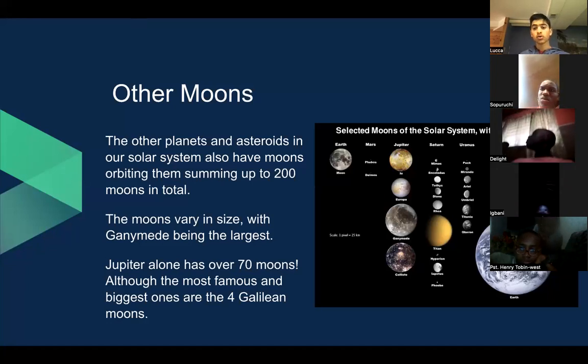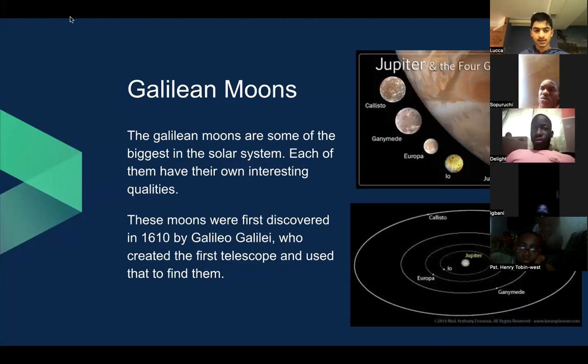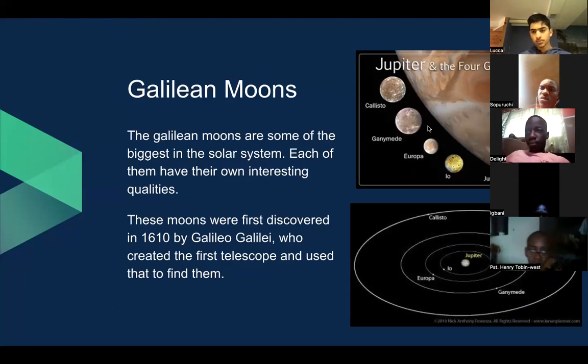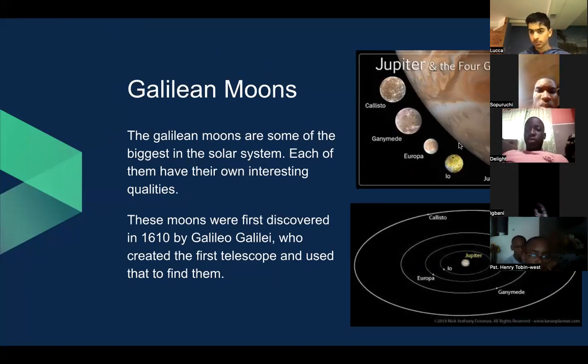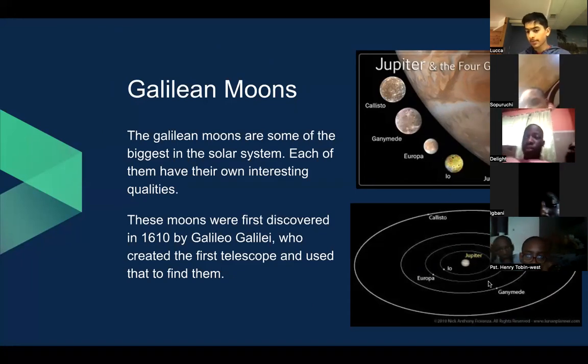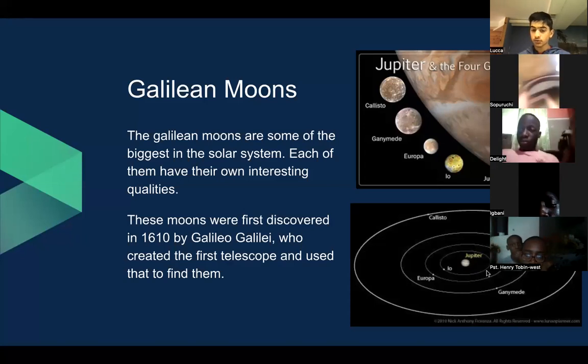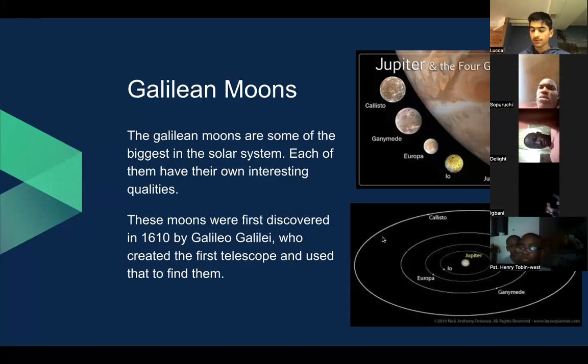We'll go more into the Galilean moons today, because they are the most interesting moons in our solar system. They're Jupiter's 4 biggest moons, and they each have their own qualities. As you can see, Jupiter is very big, like over 1,000 Earths could fit inside of Jupiter. You can see the 4 Galilean moons to scale. These go around the planet Jupiter. As you can see in this diagram, they all orbit at different distances from Jupiter, with Callisto orbiting the furthest away and Io orbiting the closest.